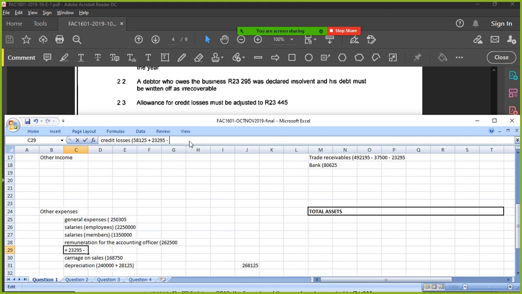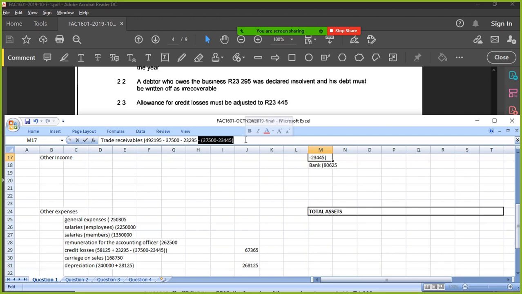So, negative, open brackets, the difference. 37,500 less 23,445, close brackets. Close brackets equals. Okay, this is probably going to total up already, so equals answer. Okay, what does that give me? Copy paste. That's going to go here. Okay, the allowance is going to decrease by the difference.